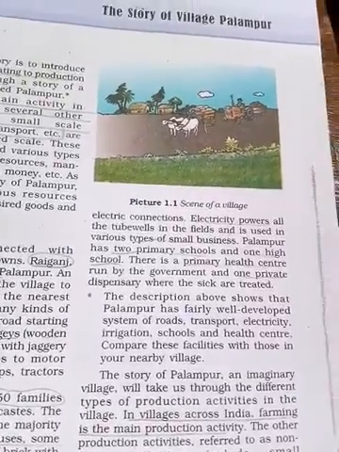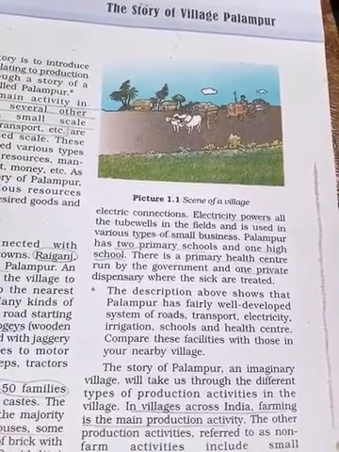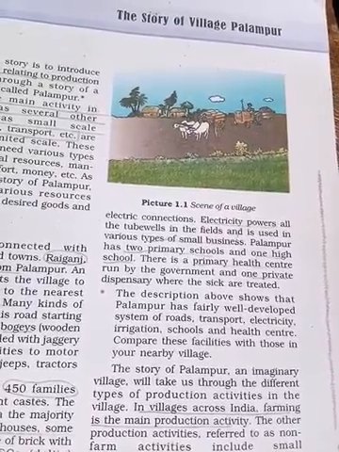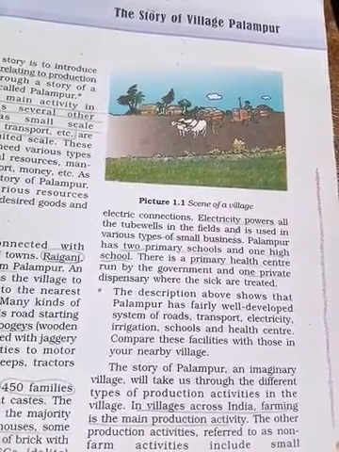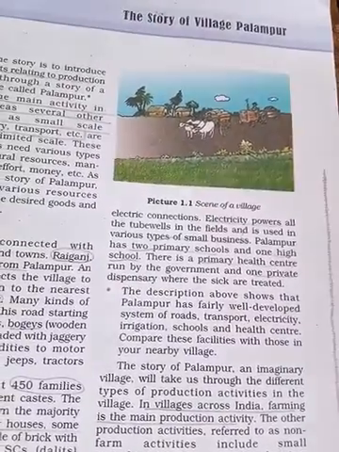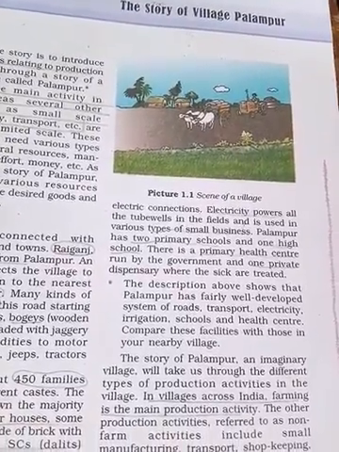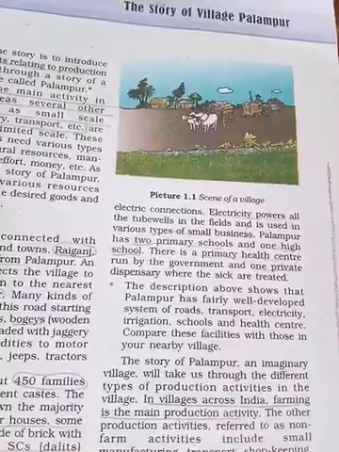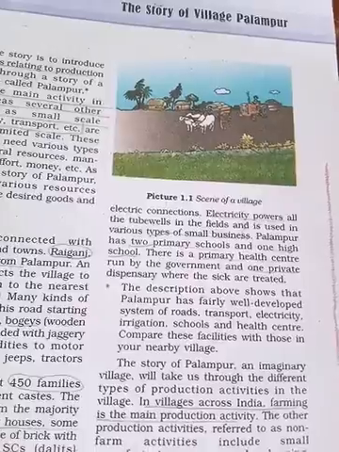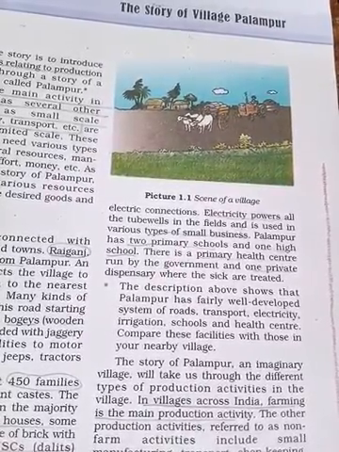Okay, electric power. So look here, Palampur has two primary schools, one high school, and a primary health center, which is run by the government, and one more private dispensary. That means one private dispensary is also available. So the description above shows that Palampur has a very well developed system of road transport, electricity, irrigation, school and health center. Compare this facility with those in your nearby village.